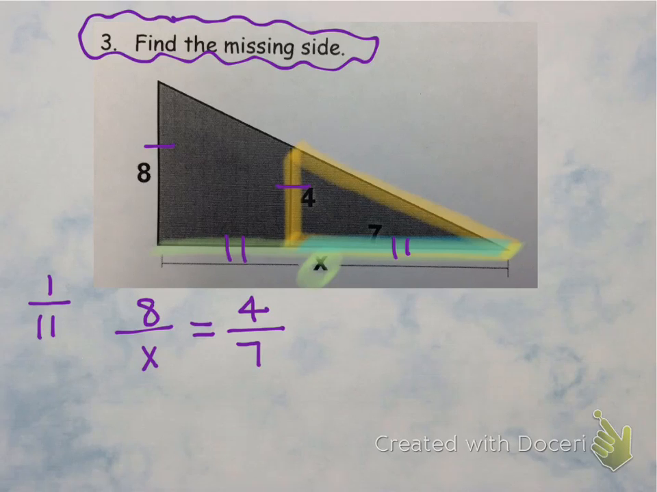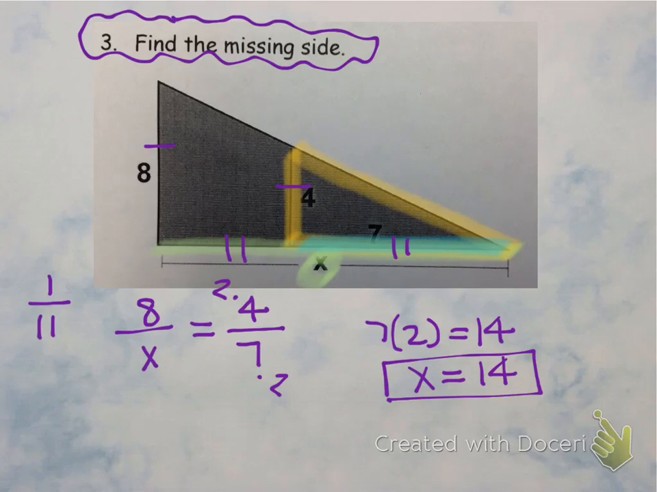We say, how can I get 8 to 4 or 4 to 8? I like to work on the side where there's 2 numbers, so I'm going to say, how do I get 4 to 8? I multiply that by 2. What I do on the top, I have to do on the bottom, so 7 times 2 equals 14, and I'm showing you how to show your work every single time. X equals 14, and we'll box that final answer.